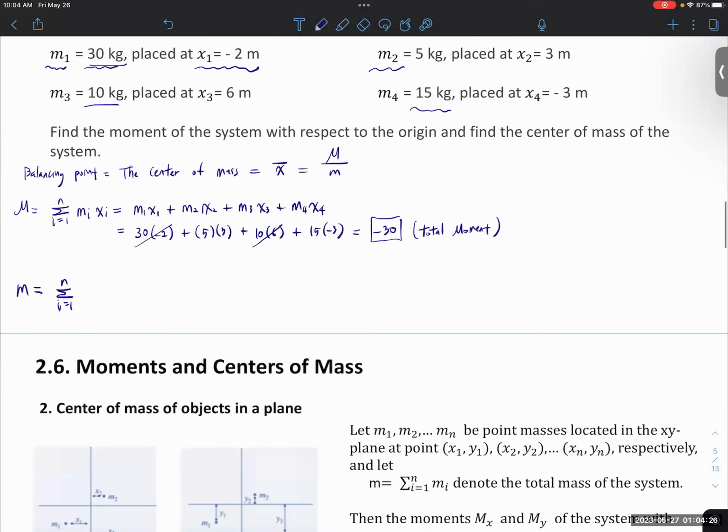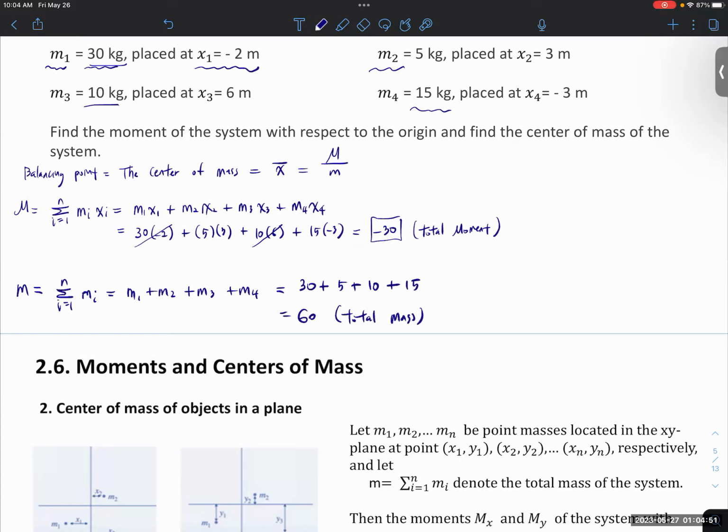So we're going to find out m, which is M1 plus M2 plus M3 plus M4. So if we're adding 30 plus 5 plus 10 plus 15, that is going to be 60. So this is the total mass.